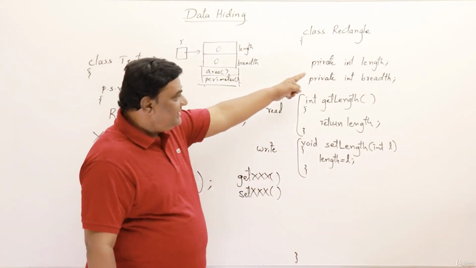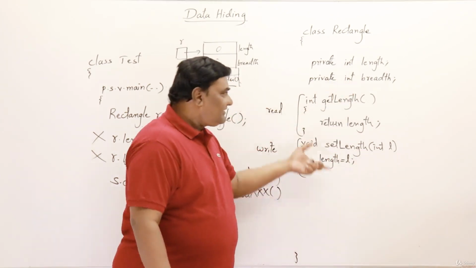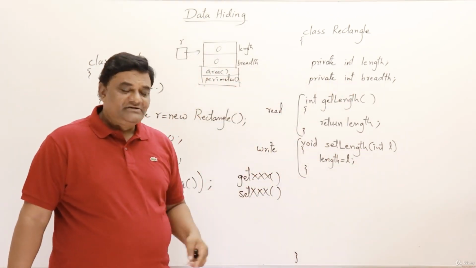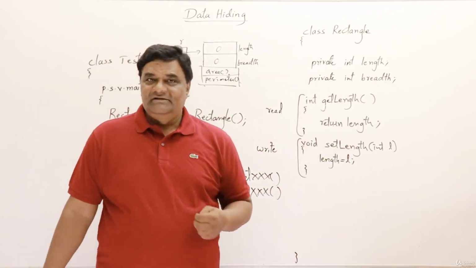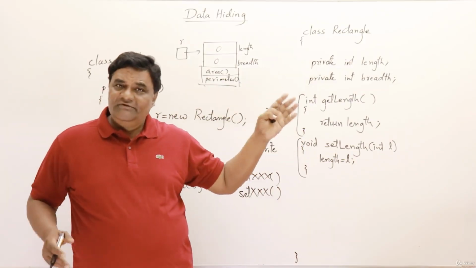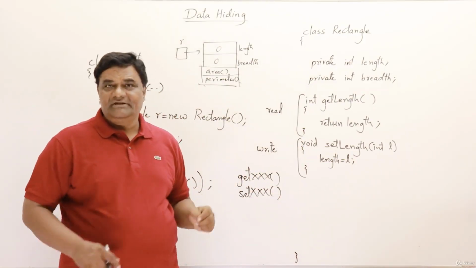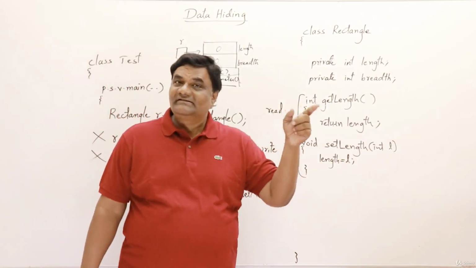I have written only for length, so we should write down for breadth also, right? I did not write, just length is sufficient for explanation. So assume that I have written for breadth also. So we write property methods. Why are we writing property methods? Because we made the data hidden. Then how can we access the data? Using these property methods. So this property method knows very well how to access the data.